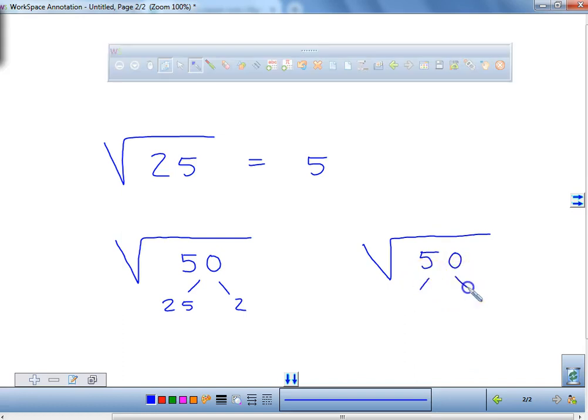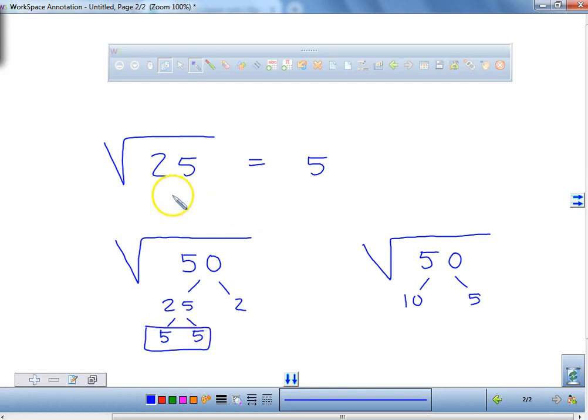Some of you didn't say 25 and 2. What did you say? You said 10 and 5. Both these ways are acceptable. One of these has a perfect square hidden inside of it. One of these numbers is a perfect square. Which number of 25, a 2, a 10, and a 5? Which one is a perfect square? 25. Why? Because the 25 breaks down into perfectly 5 times 5.